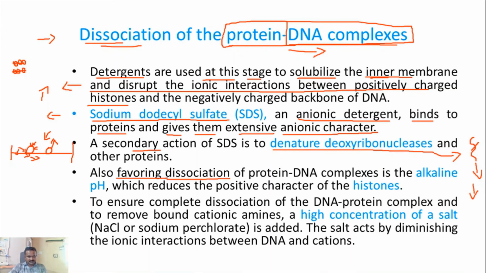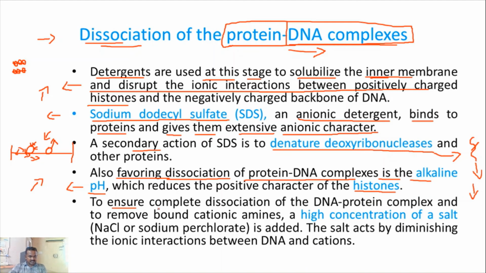So the condition favoring dissociation of protein DNA complexes is the alkaline pH. The alkaline pH of the reaction mixture also helps in removing the histone protein from the DNA. Okay. So all these conditions favor the dissociation of protein from the DNA.